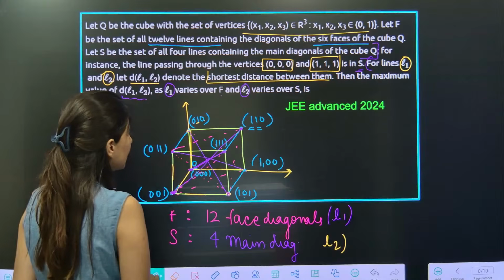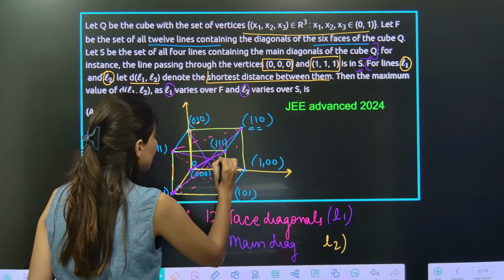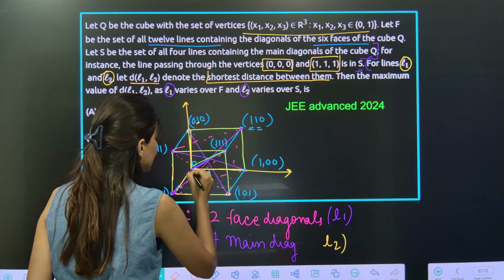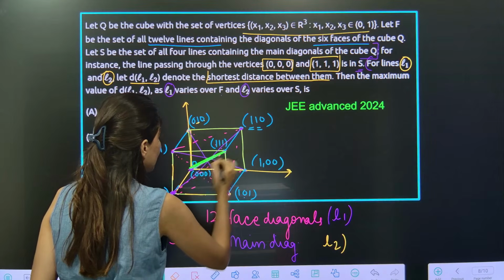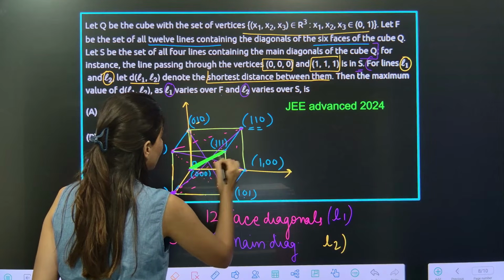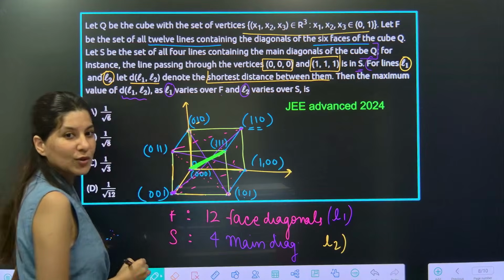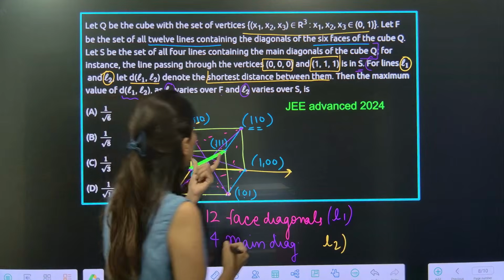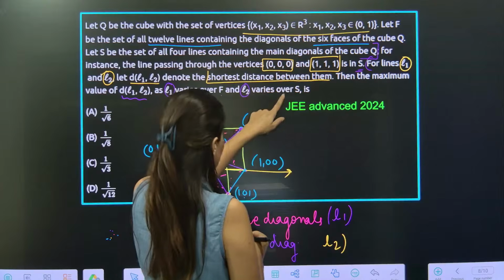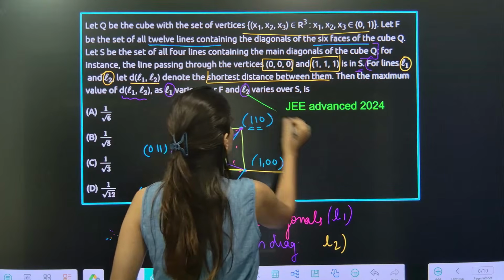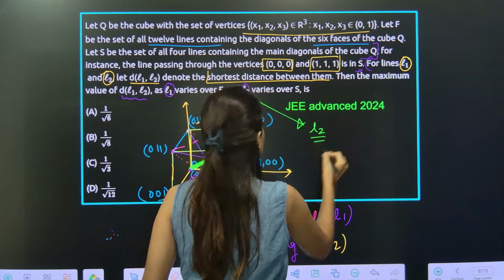Suppose I pick this thing. Suppose this is my main diagonal. Okay, suppose I pick this main diagonal. Okay, main diagonal is what? S. Okay, so L2 I am picking as this line.